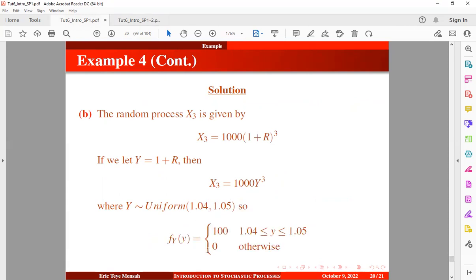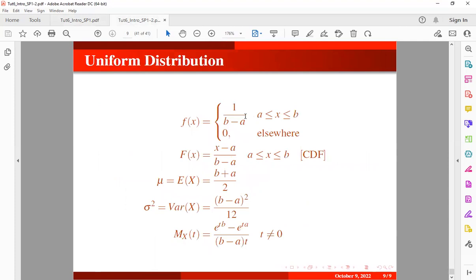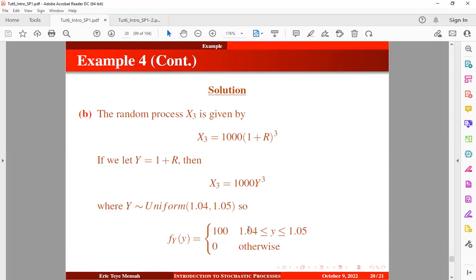So we can have the density function of the uniform distribution displayed in this form. If you don't know what the uniform distribution looks like, let me quickly show you. This is the density function of the uniform distribution: we have 1 divided by the upper limit minus the lower limit. And this is the cumulative distribution function, with the mean, the variance, and the moment generating function.